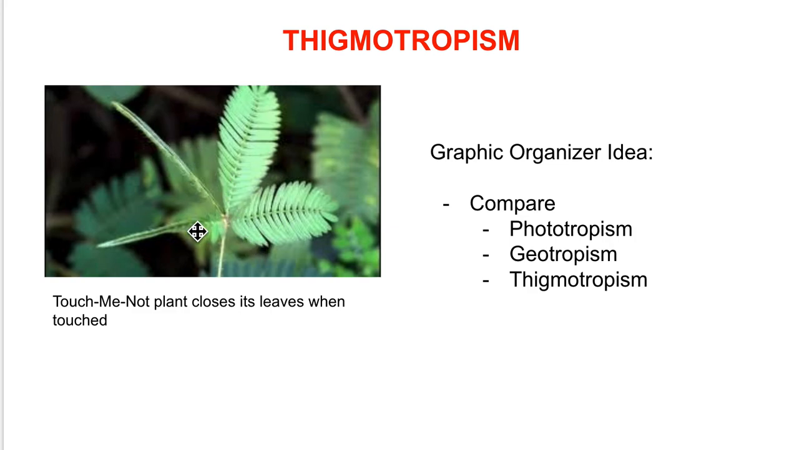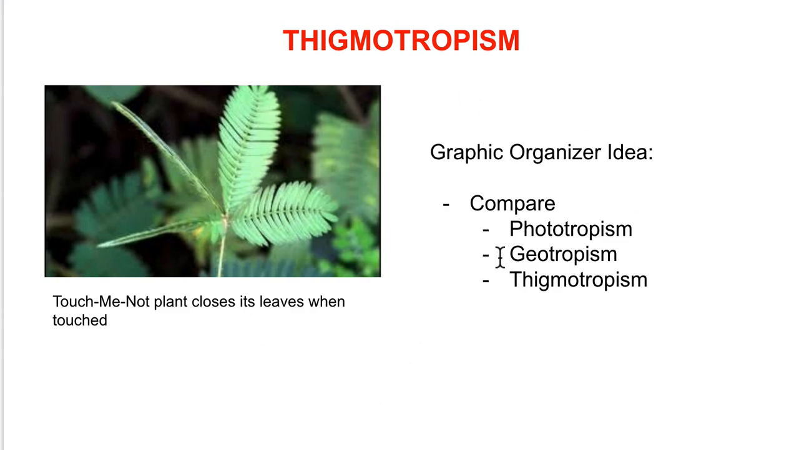Here's another example of thigmotropism. This is called a touch me not. And if you touch part of its leaf, or run your finger down it or a pencil down it or something, it'll fold up to kind of protect itself. So normally they're all nice and fanned out so it can do photosynthesis, but if you touch it, it folds up, and that would be thigmotropism.